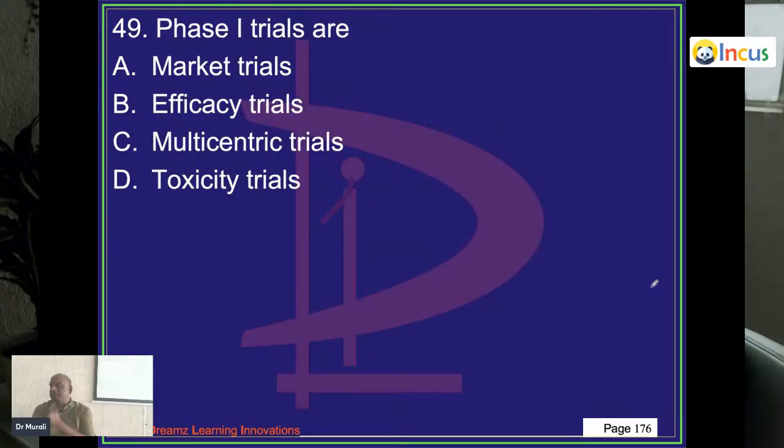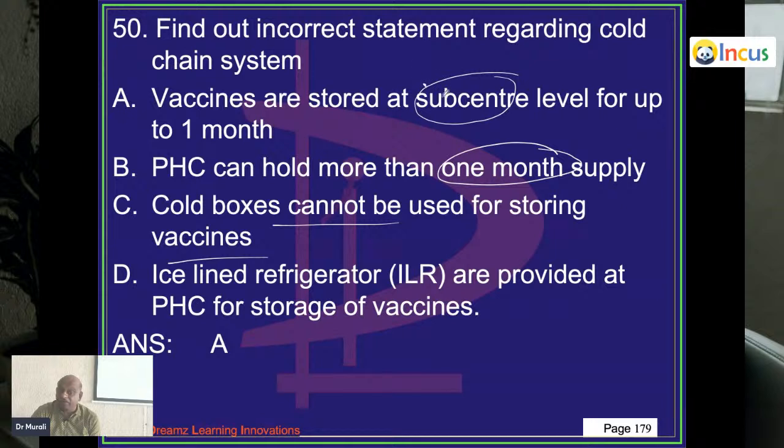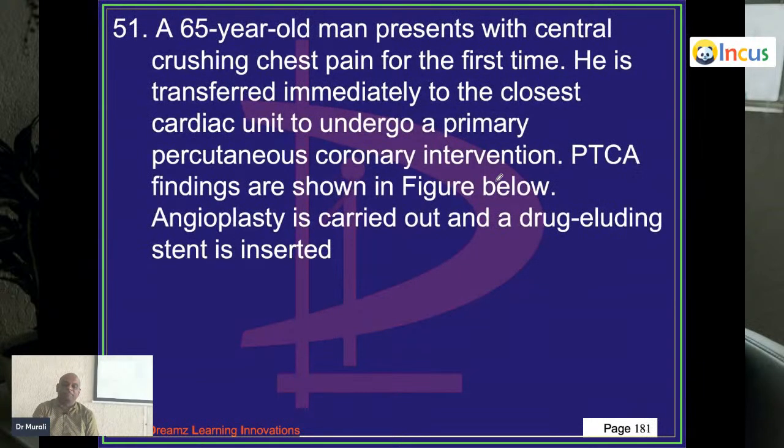Once more, phase 1, phase 2, phase 3, phase 4 trials. You need to know everything. Basically, phase 1 is all those animal studies done in order to know the toxicity profile. Now, regarding the cold chain system, PHC can hold more than 1 month of supply. Vaccines are never stored in a sub-center for 1 month. But in a PHC you can store them because you have that refrigeration facility, is what you need to remember.